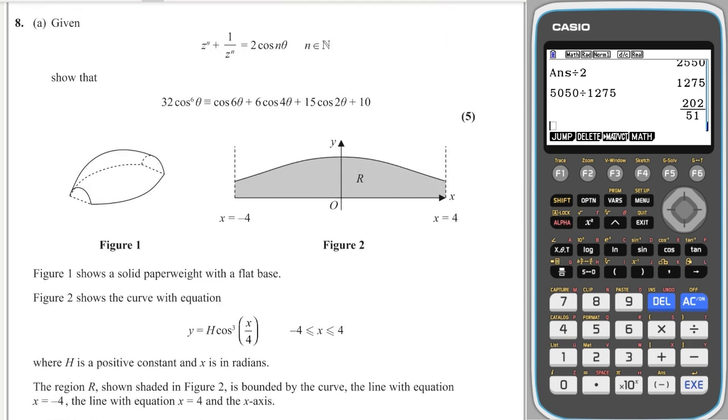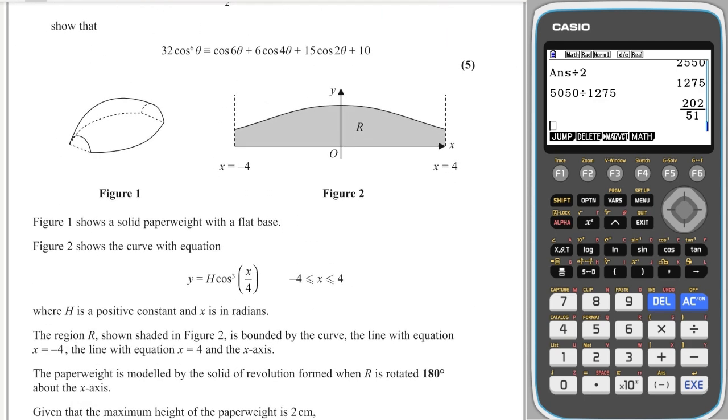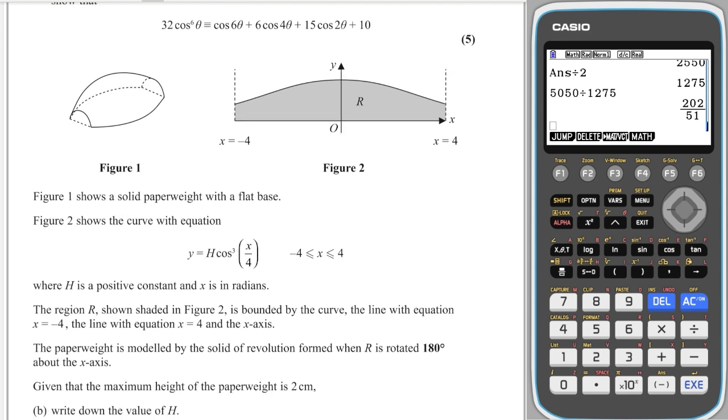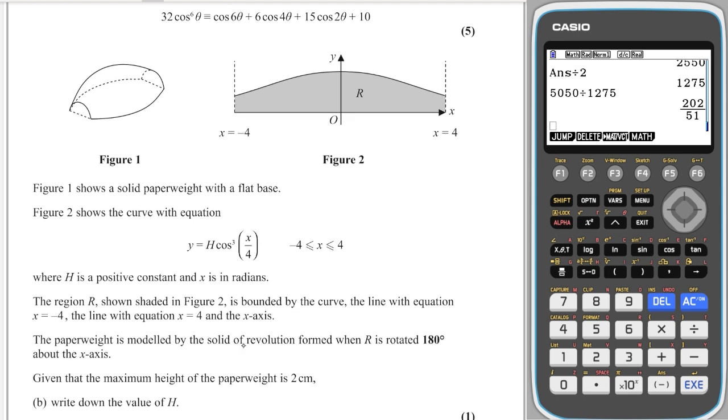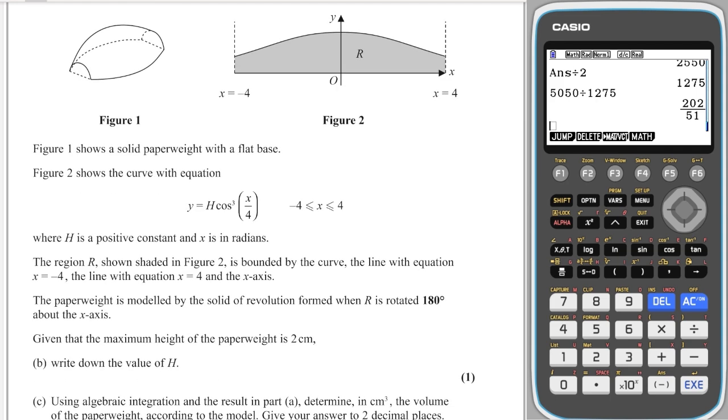Okay, moving on to the next part of the question then. We have this paperweight with a flat base. We are going to be trying to work out the volume in between these points. It's all sort of given here. It needs to be rotated 180 degrees about the x-axis. And it says, given that the maximum height of the paperweight is 2 centimeters, work out the value of h. Well, we know that cos function goes to a maximum of 1, so this needs to go to a maximum of 2, so h must equal 2.